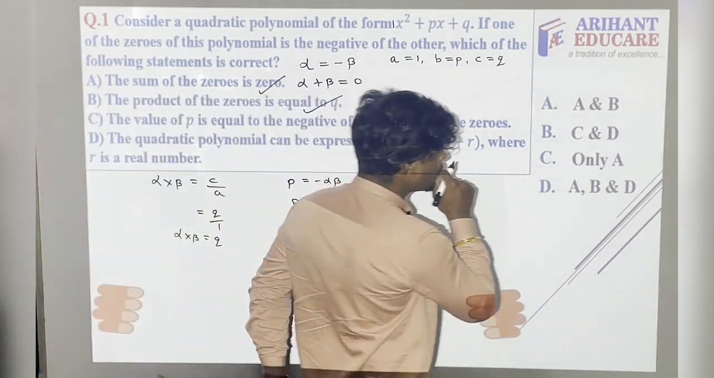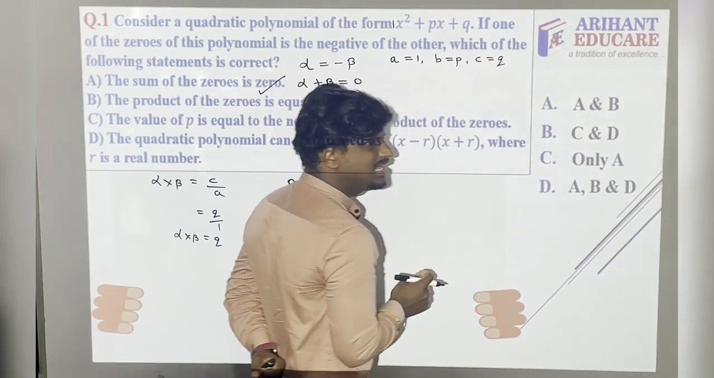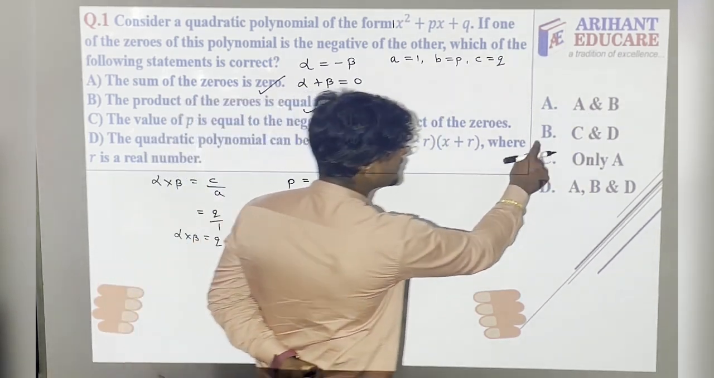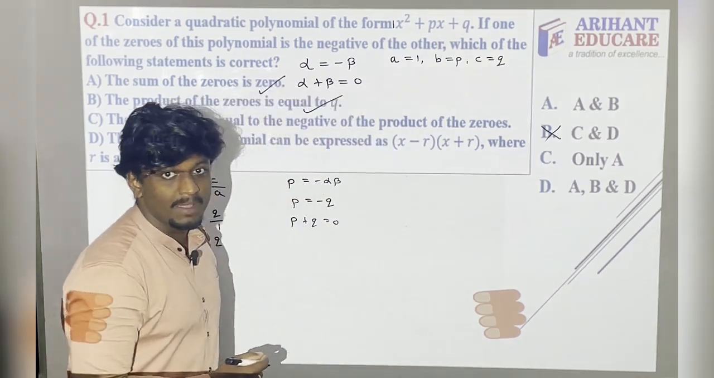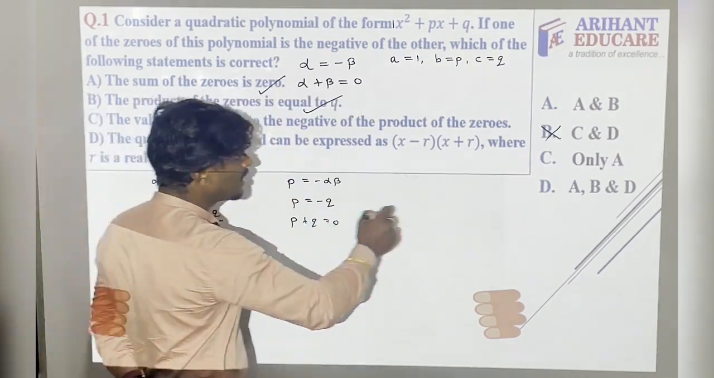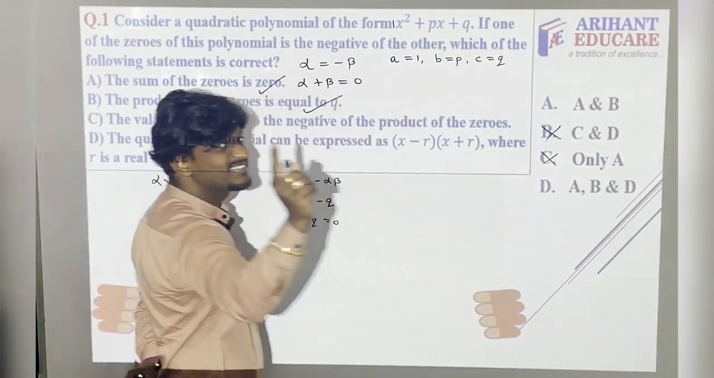So let's see the options. Option A said A and B, which might be right. Option B says C and D. I know C is not true, so option B is ruled out. And I know that B is also true, so I can say option C is also ruled out because it just says statement A.